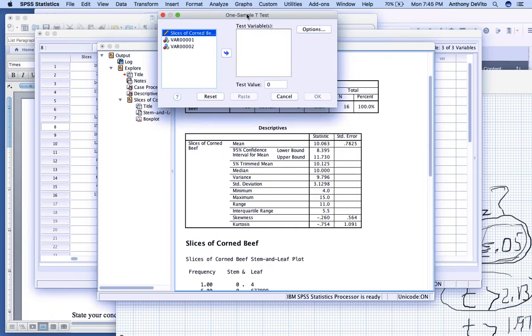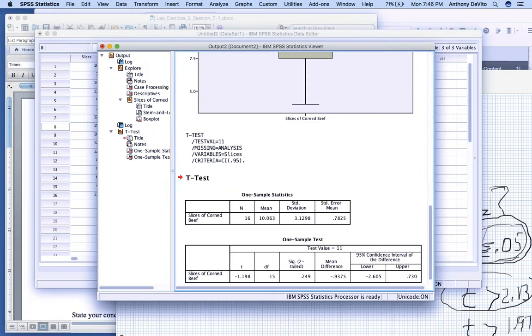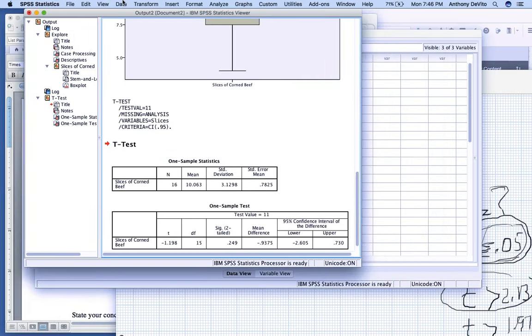So right now it's asking me, okay, what's a test variable? Well, it's slices of corned beef in New York. And what are you going to compare it to? I'm going to compare it to the value 11, which is the number of slices that we know to be the true mean for Boston. Okay, I'm going to click OK. Let's see what we get when I complete that.